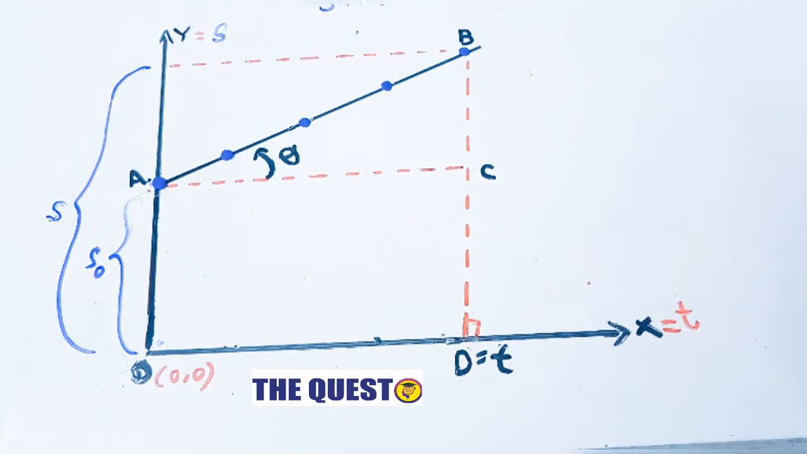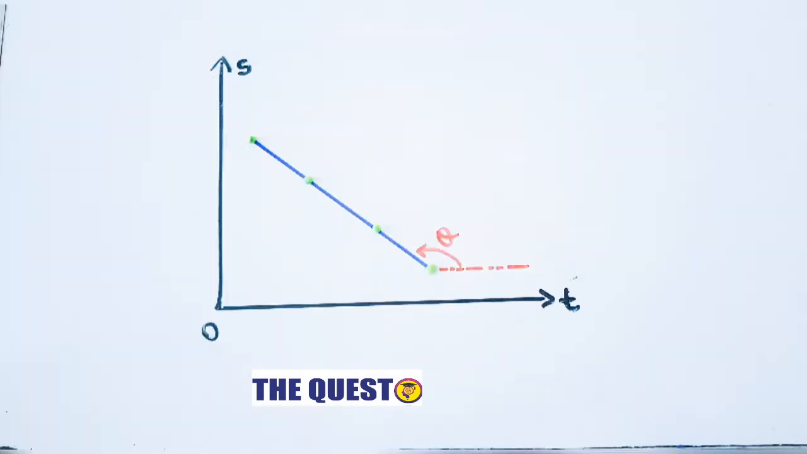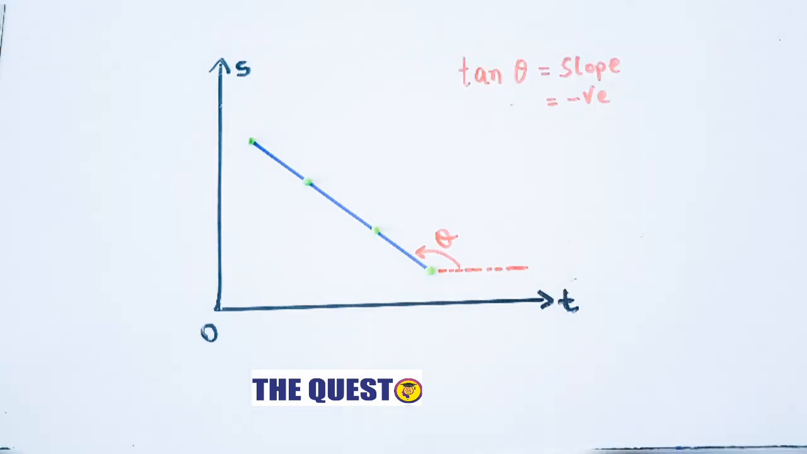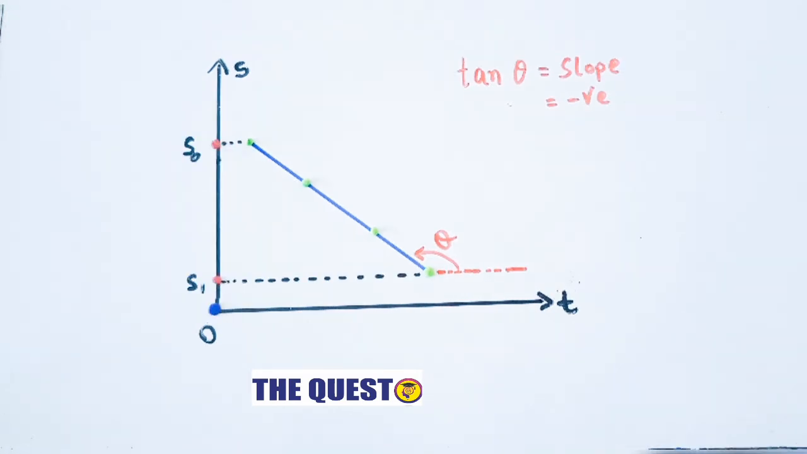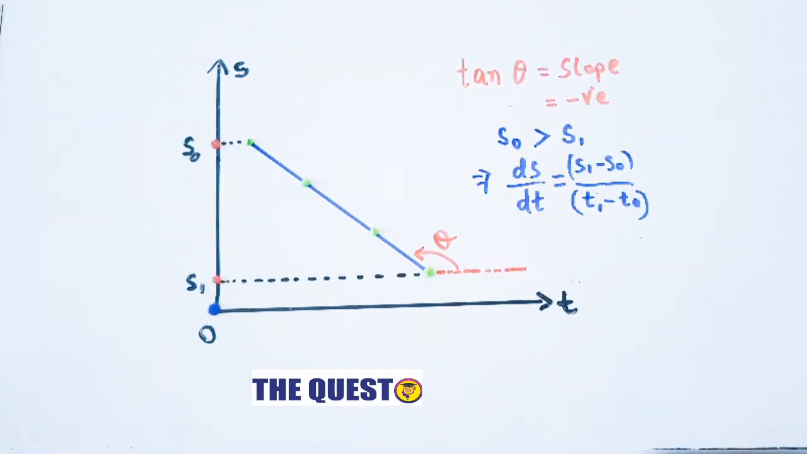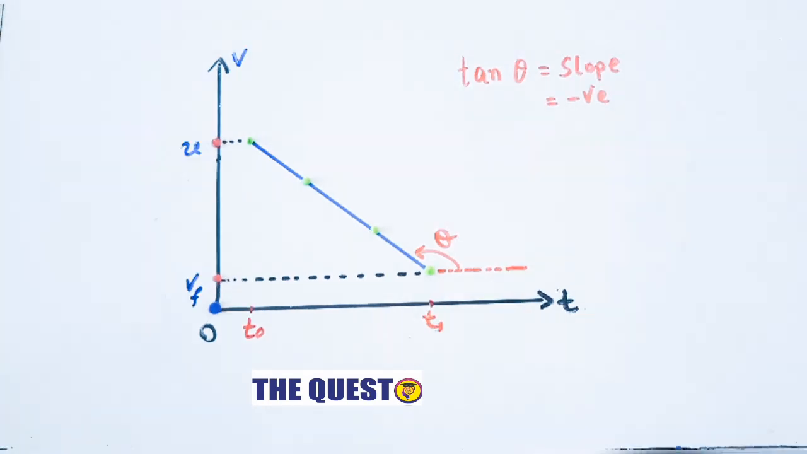In a displacement time graph, this type of graph indicates the uniform motion of a body with an initial displacement S0. However, when the slope of the straight line is negative, that is, the straight line makes an obtuse angle with the x-axis, the displacement time graph will yield negative velocity and the velocity time graph will yield negative acceleration.